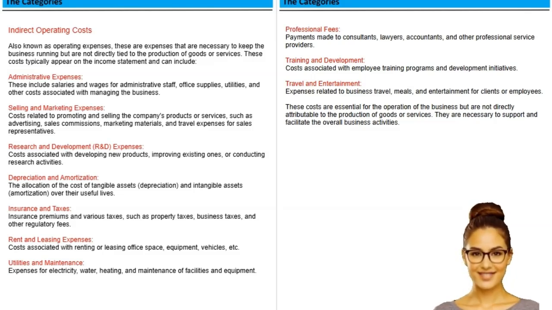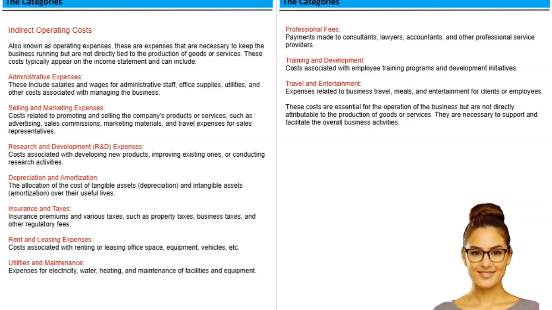So, marketing and advertising expenses are typically considered part of selling expenses. These expenses encompass activities like advertising campaigns, online marketing efforts, print media, television or radio commercials, and other promotional strategies aimed at reaching potential customers and generating sales.